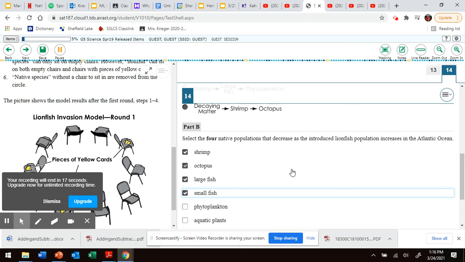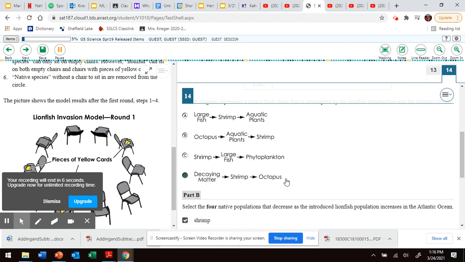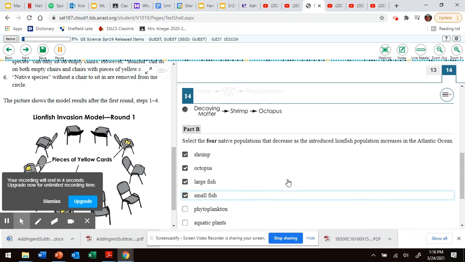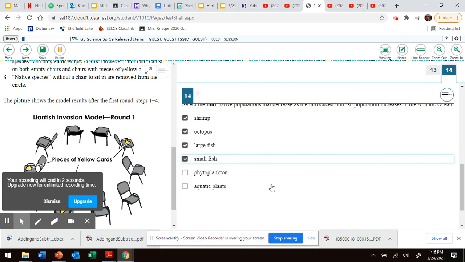Now, to get all possible points, you'd have to get all 4 of these correct. And they're telling you it's 4. So this was a 2-part question, okay, with multiple answers here. So we will stop at 14.